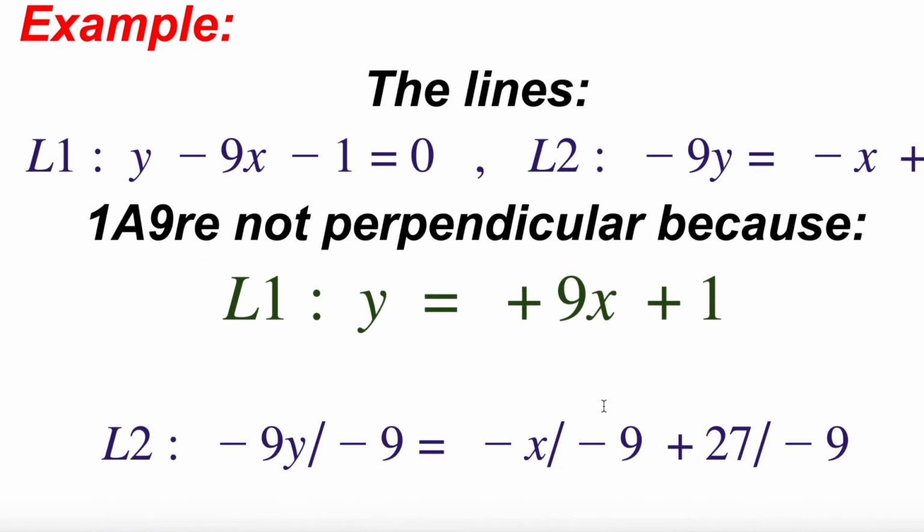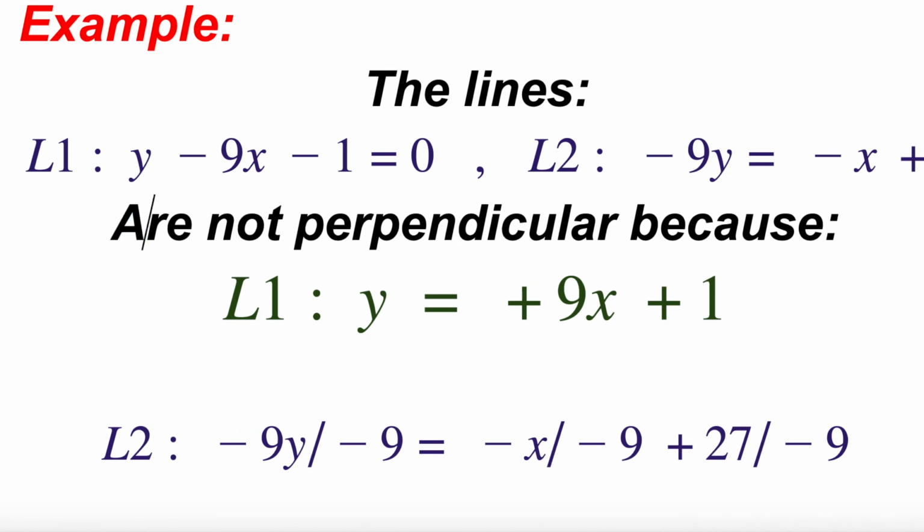Next, y minus 9x minus 1 equals 0, negative 9y equals negative x plus 27. What do you think? Are they perpendicular or not? They are not perpendicular. Why? Because in the first equation, if you move negative 9x minus 1 to the right side to isolate y, it's going to be y equals positive 9x plus 1, so the slope is 9.